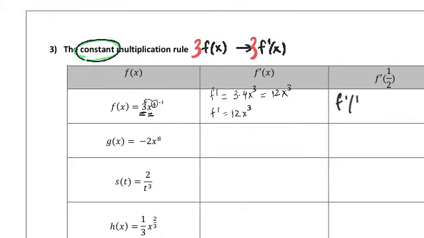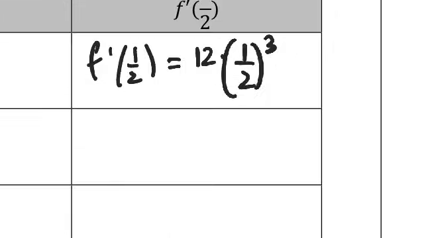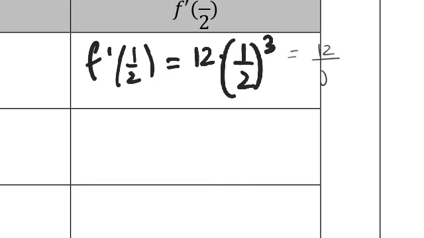f prime of 1/2 means put 1/2 into the f prime equation. So 12 times 1/2 cubed. 1/2 cubed is 1/8, so it's 12 over 8. And you can simplify that to 3 over 2.